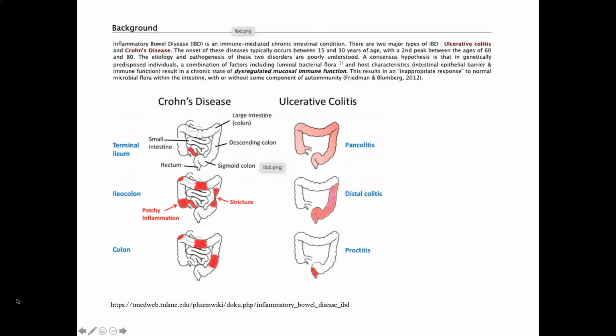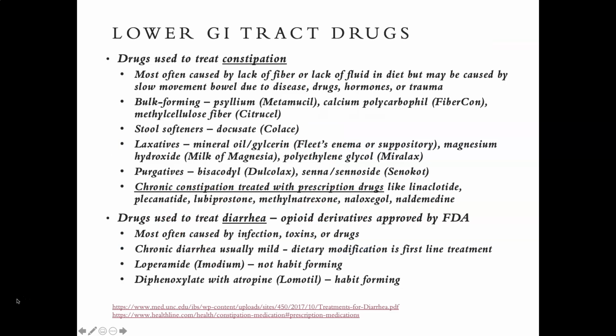Irritable bowel disease typically comes in two different forms. And remember, IBD is an immune-mediated chronic intestinal condition, meaning it's an autoimmune body attacking itself situation. There's two major types. One is ulcerative colitis, and the other is Crohn's disease. If you look at our image here on the screen, on the left is Crohn's disease, and on the right is ulcerative colitis. And these are the different versions. So, for instance, you may see where it's red or pink, where it's affecting the patient.